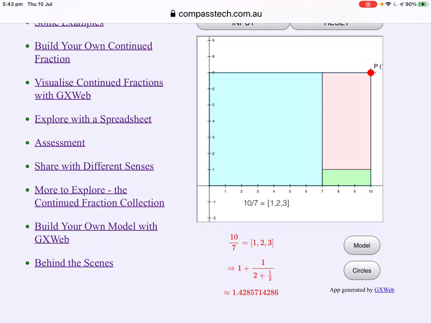Look at the diagrammatic representation. P lies at the moment at the point 10, 7, across 10, up 7. But that rectangle can be divided up. If we divide it using squares, so for instance, the first square is a 7 by 7 square. So 10 can be written as one lot of 7 and some left over. We know 3 sevenths. 3 sevenths can be broken down the same way.